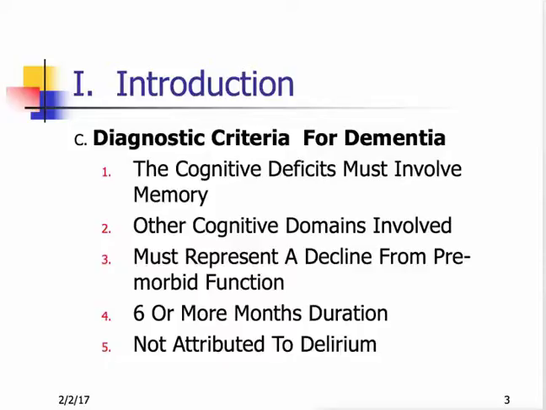So the diagnostic criteria for dementia are that cognitive deficits must be involved, other cognitive domains involved, and it must represent a decline in premorbid function. Now, this tends to be a progression lasting 6 or more months in duration, and I'm talking about the onset. So, in other words, it's progressive, and it is not delirium. So we're going to talk more in depth about the difference between delirium and dementia. And I already touched upon that in the discussion of pharmacology.